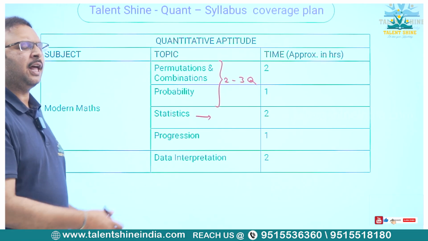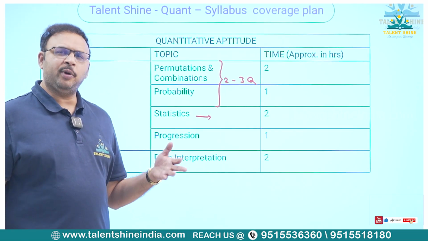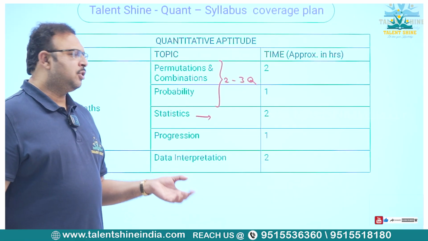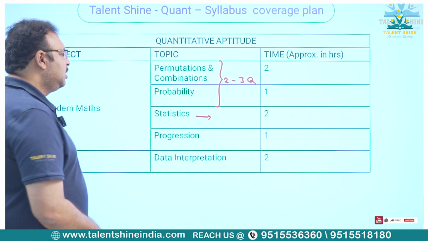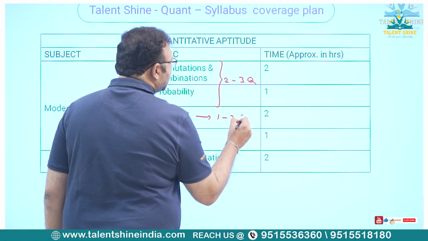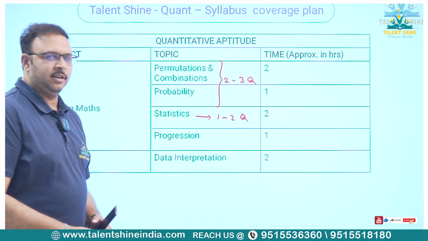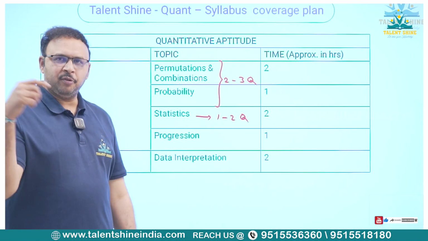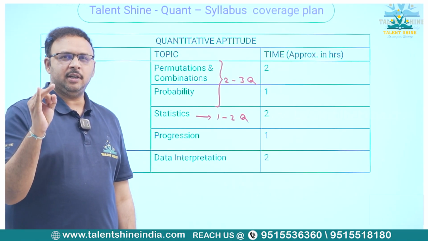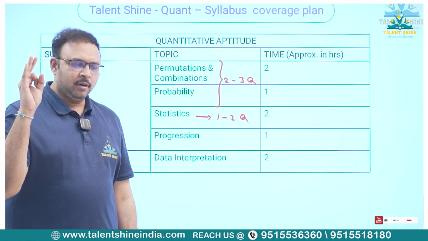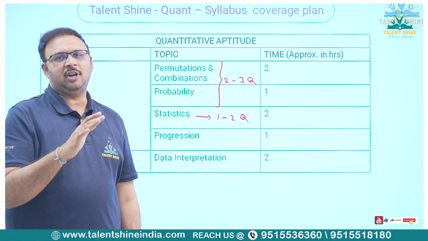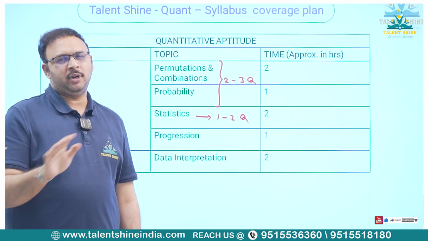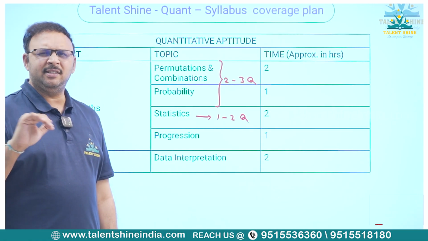But based on the last 2 years, even 2025 campus placements, from the statistics, maximum they are asking 1 to 2 questions only. So we can expect only 1 to 2 questions from statistics here. In statistics, you need to focus on mean, median, mode, variance, standard deviation, quartile deviation, interquartile deviation.